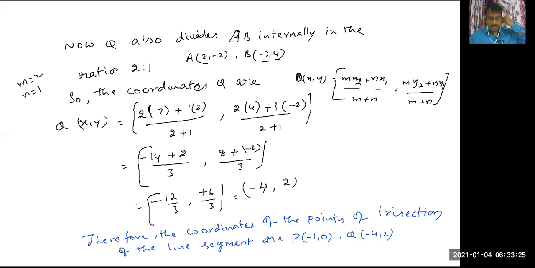That's it. So trisection means internally it divides into three equal parts. The first part is 1:2 or 2:1, and the second coordinate is 2:1 or 1:2. Now if we take the first coordinate as 1:2, we can take the second coordinate as 2:1. That's it.